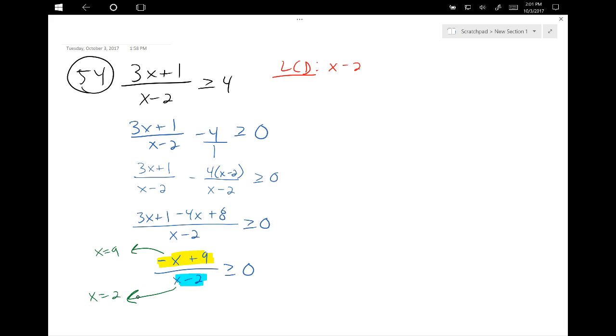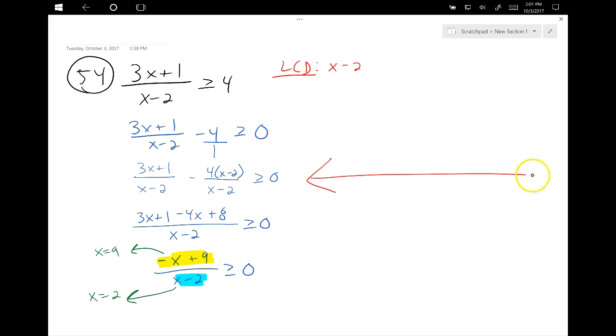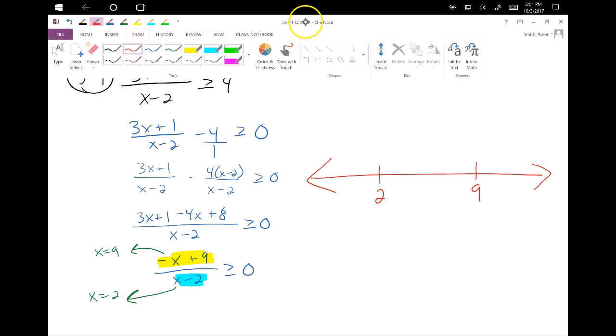So for a rational inequality, when there are x's in the top and bottom, you need to get your key numbers by finding the zeros of the numerator and of the denominator. Now we can do our sign analysis with the number line. So drawing my number line and putting 2 and 9 on there. Let's pick some test values.